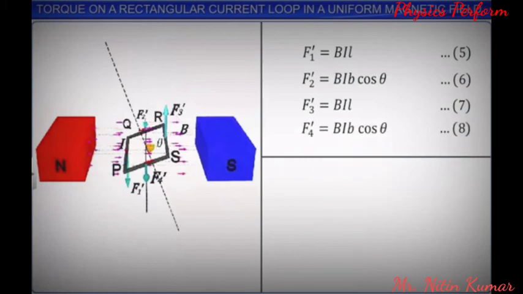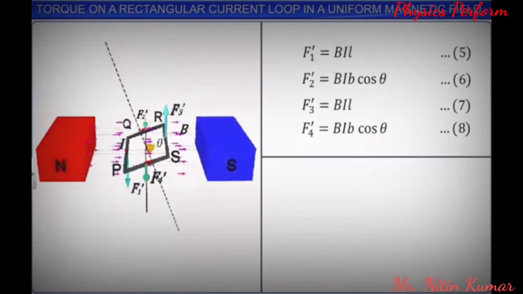We observe that the forces F2 dash and F4 dash, which are equal in magnitude, act along the same line, that is, along the axis of rotation. Hence, they are collinear. But they are unlike as they act in directions opposite to each other. Hence, these two forces cancel each other and their resultant is 0. Thus, these two forces do not constitute torque.